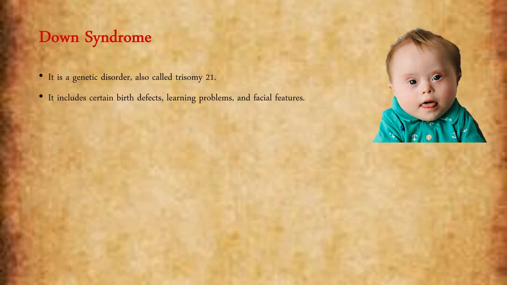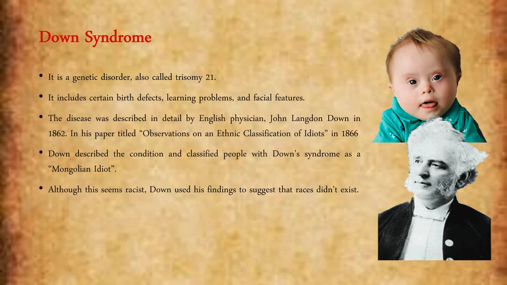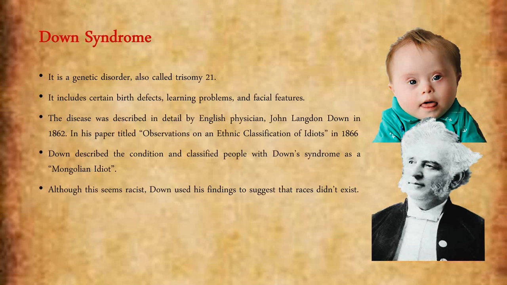Down syndrome. The problem of Down is the racism, because they are describing Down as Mongolian, coming from the Far East, which is not correct and racist. It is a genetic disorder, also called trisomy 21. Nowadays, better to call it trisomy 21. It includes certain birth defects, learning disabilities, and facial features. The disease was described in detail by the English physician John Langdon Down in 1862 in his paper titled Observations on an Ethnic Classification of Idiots. Down described the condition and classified people with Down syndrome as Mongolian idiots. Then the words Mongolian idiots were erased, and now we know Down syndrome or trisomy 21.